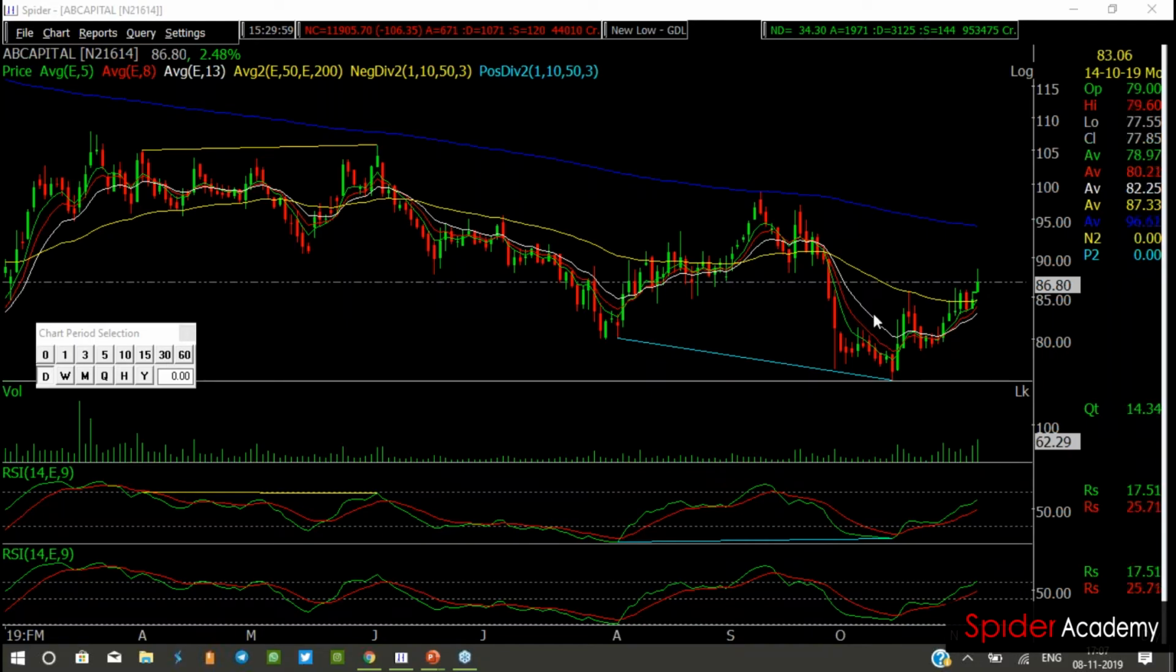Right, so getting back to the positive divergence, how you trade those. This is where your lower low happened, but your RSI did not confirm it. You take a buy trade over here in the next candle and then you trail it. This particular trade I would exit when the RSI gives me a negative crossover. Till that time I would trail this particular stock.